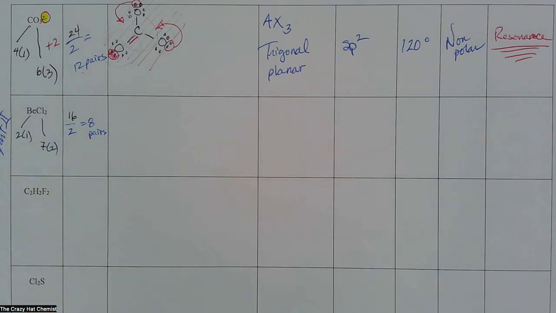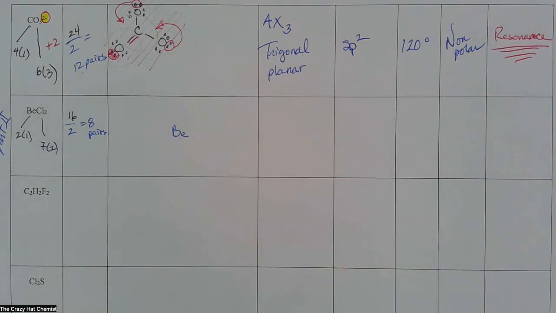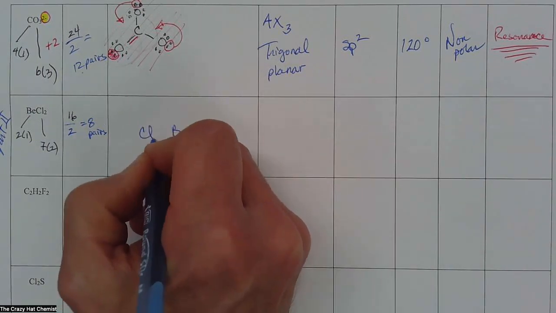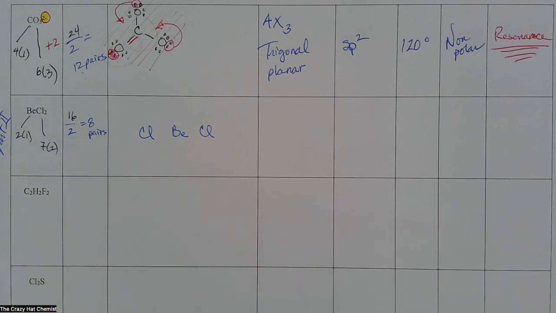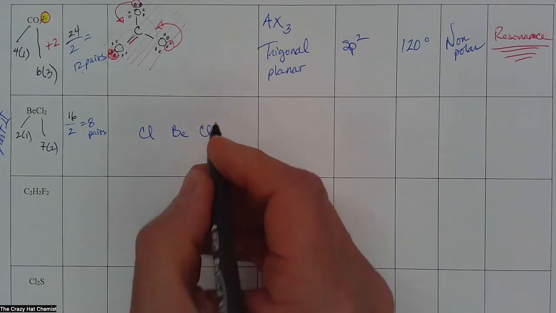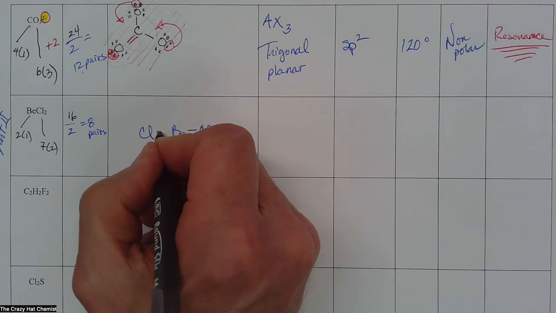The least electronegative element goes in the middle, but never hydrogen. That is the element that is furthest away from fluorine, fluorine being the most electronegative. Then we have Be, and then we have the two Cls, a Cl here and a Cl here. And then we're going to place these eight pairs of electrons. The first thing that we're going to do is put bonding pairs of electrons between the central element and the outside element, like such.